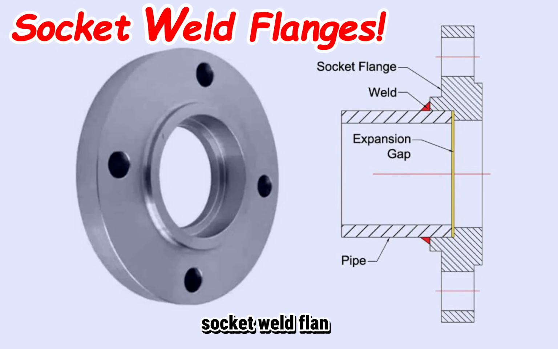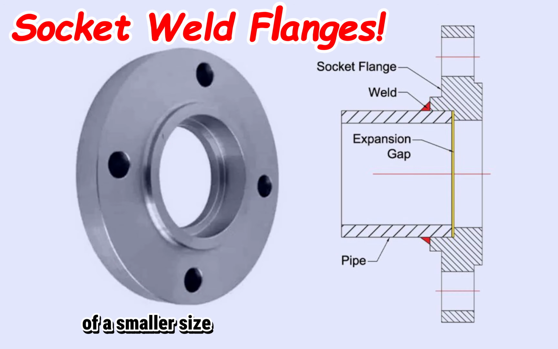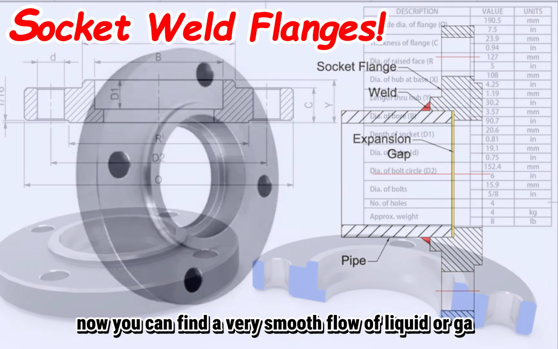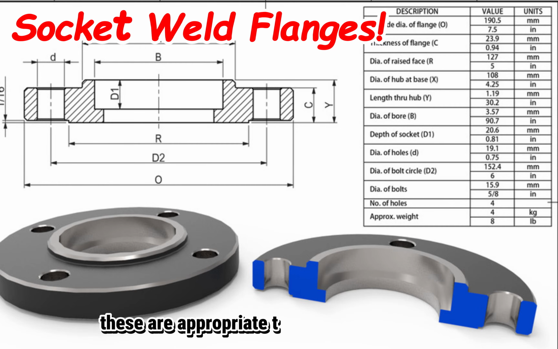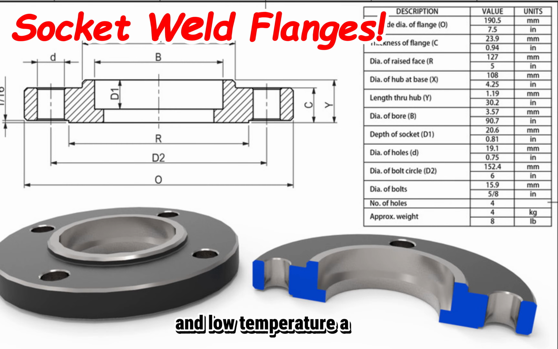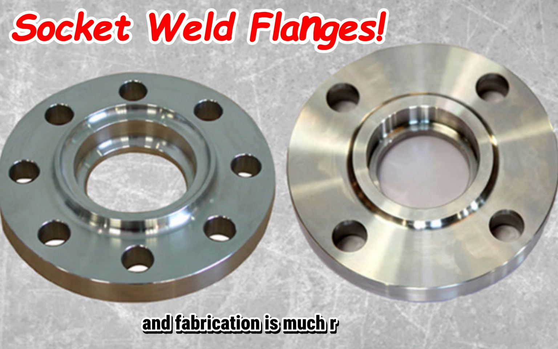Socket weld flanges. These are proven to be perfect for high-pressure pipes of a smaller size. Insert a pipe in the female socket present in the socket weld flange, followed by a fillet weld on top to complete the joint connections. Now you can find a very smooth flow of liquid or gas in the pipe after installation of this robust connection. These are appropriate to apply in low-pressure and low-temperature areas. Use it for flat-face FF or raised-face RF. The cost of the flange and fabrication is very reasonable.